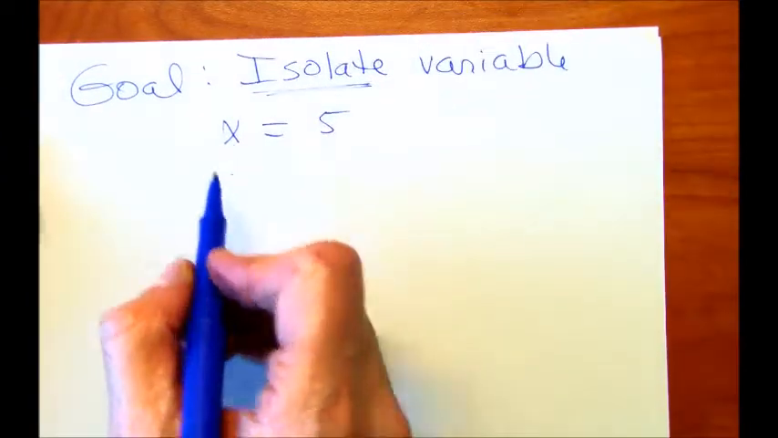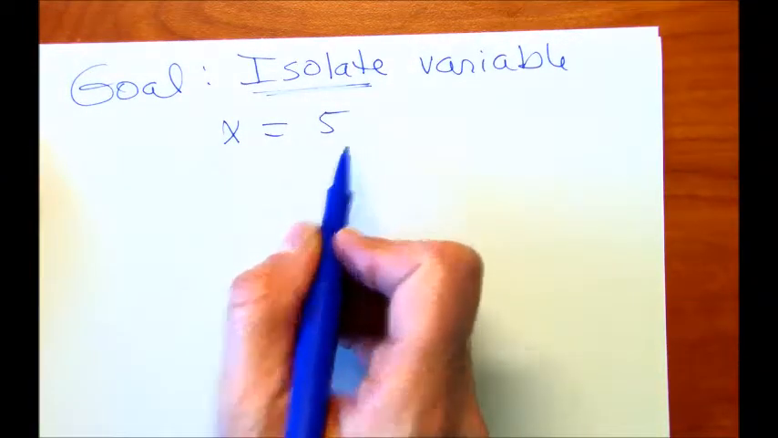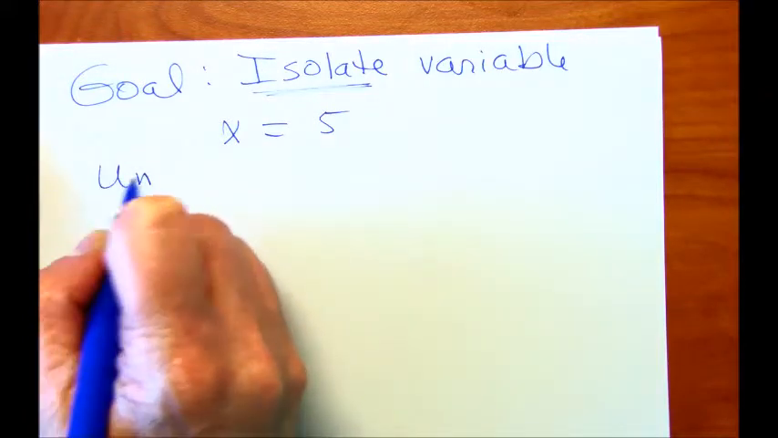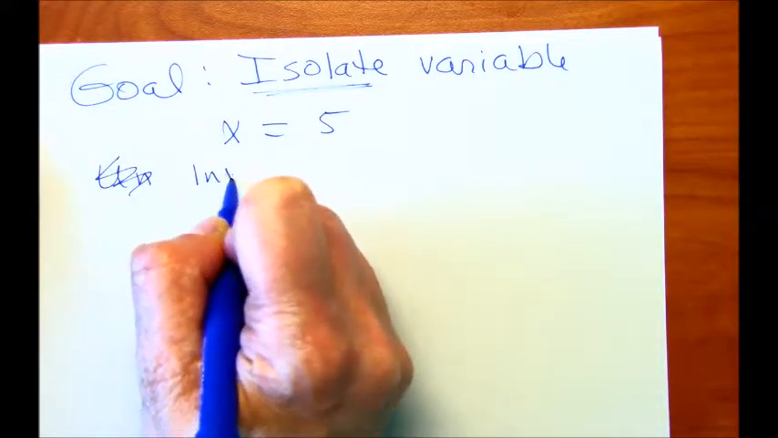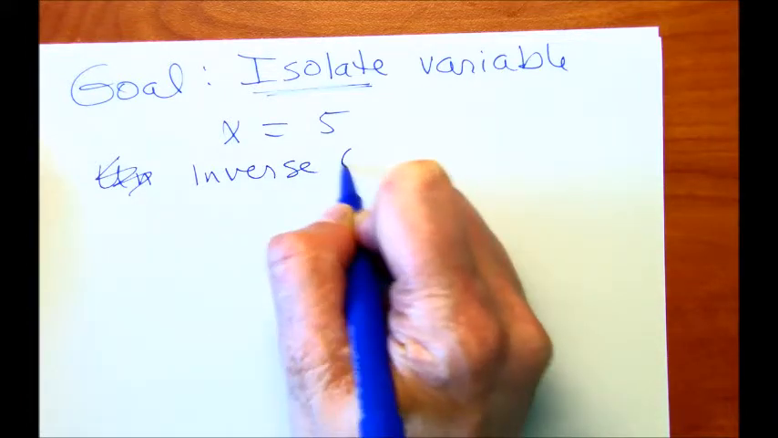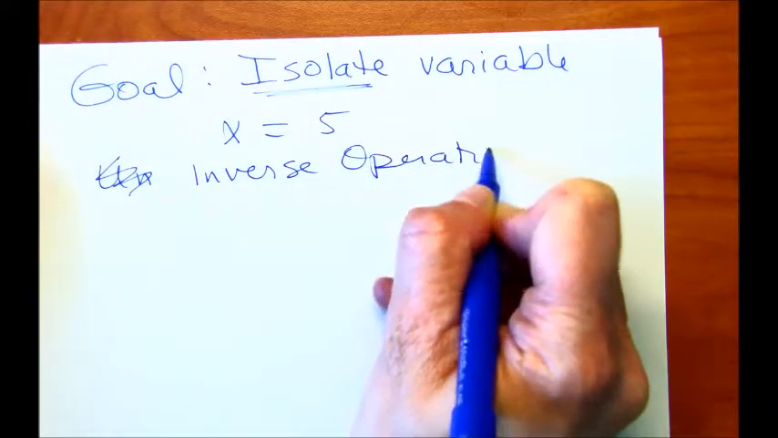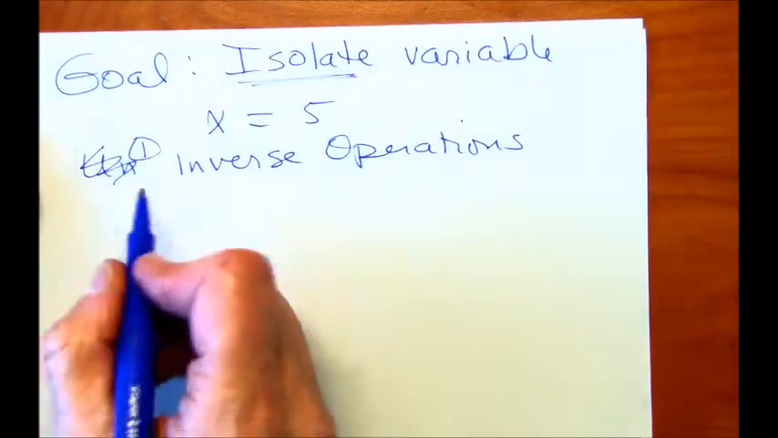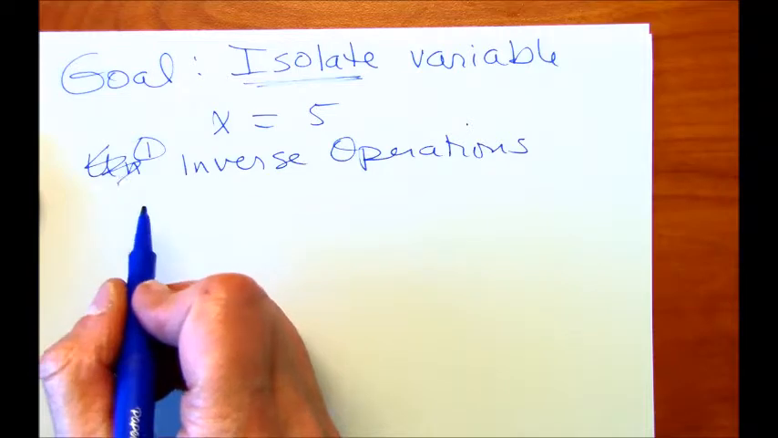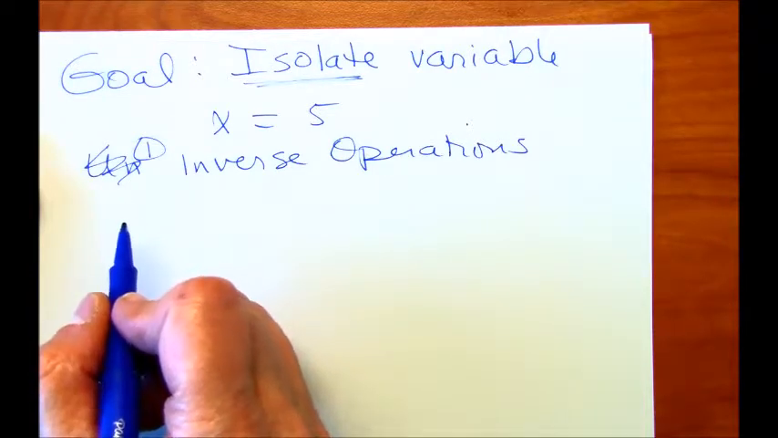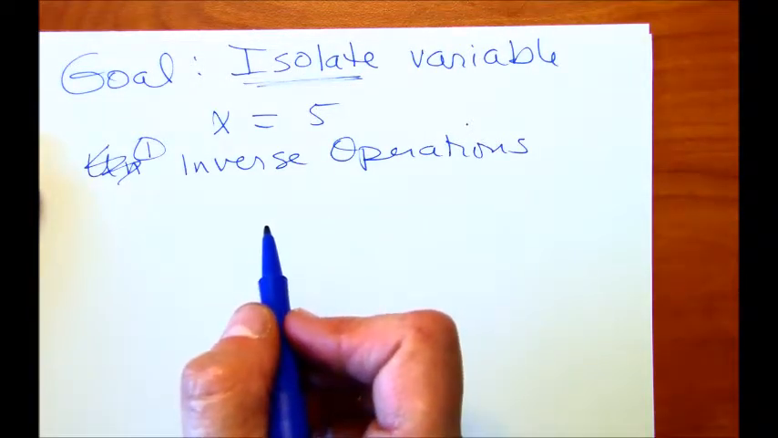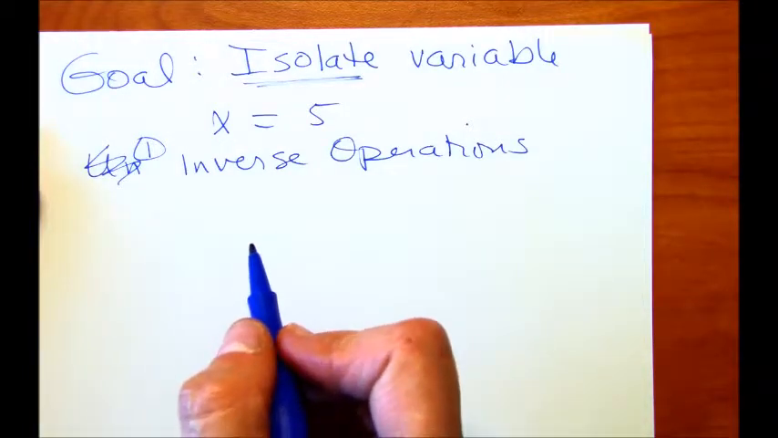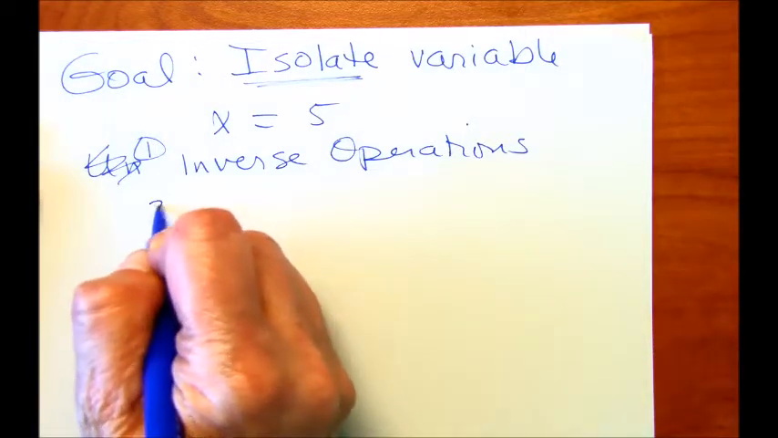Now, we're going to get to isolating the variable by using inverse operations. And we'll go over how this works in a minute. The other thing is, if we do one operation to one side of the equal sign, we have to do it to the other side, or else we're going to change the original equation. So I like to call this keep the balance.